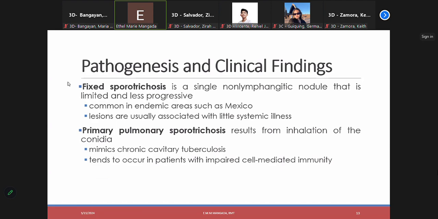Another is your fixed sporotrichosis. Yung kanina sa lymphocutaneous, madami tayong nodule. Dito sa fixed sporotrichosis, single lang and it's not involving the lymphatic. Okay? That it is also limited and less progressive. But this one is common sa Mexico. And sometimes it can cause also systemic illness. Okay? That's your fixed sporotrichosis. Again, the difference of your fixed sporotrichosis from your lymphocutaneous: your fixed sporotrichosis has a single nodule that doesn't involve yung ating lymph.